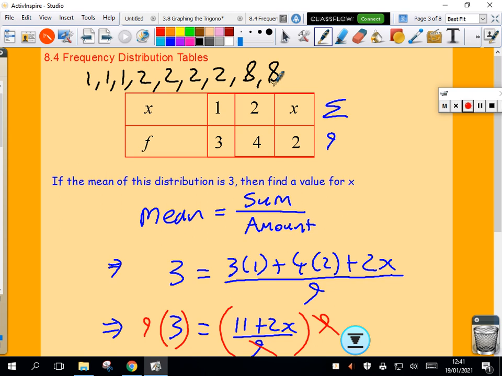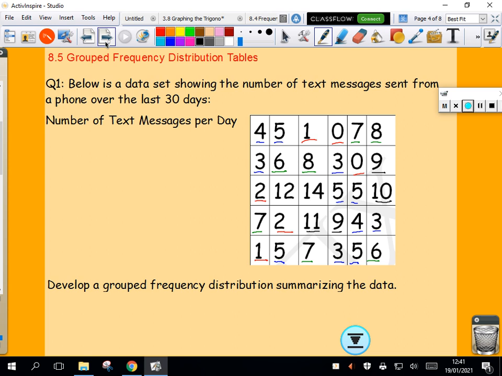Okay. And if you add up all those numbers and divide by the amount of numbers, you'll find the mean is 3. Okay, let me look at one more example, and maybe we'll look at an example on grouped frequency distributions.